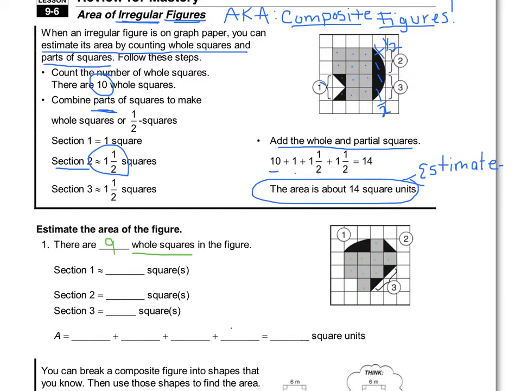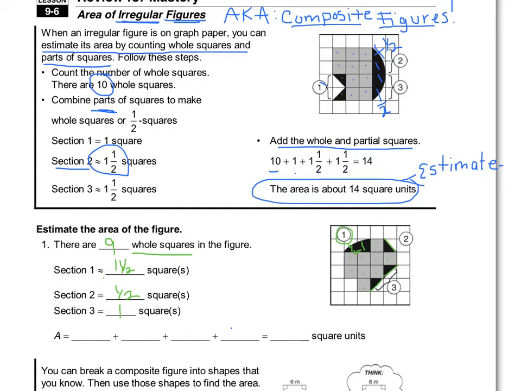Section 1, they have highlighted here for us. Section 1, I would call that 1 1/2. So I'm going to put 1 1/2. And you can see they're using the approximation symbol. Number 2, that's cut right in half. So they're saying section 2 is exactly half. Section 3 is 2 halves put together, so section 3 is 1.